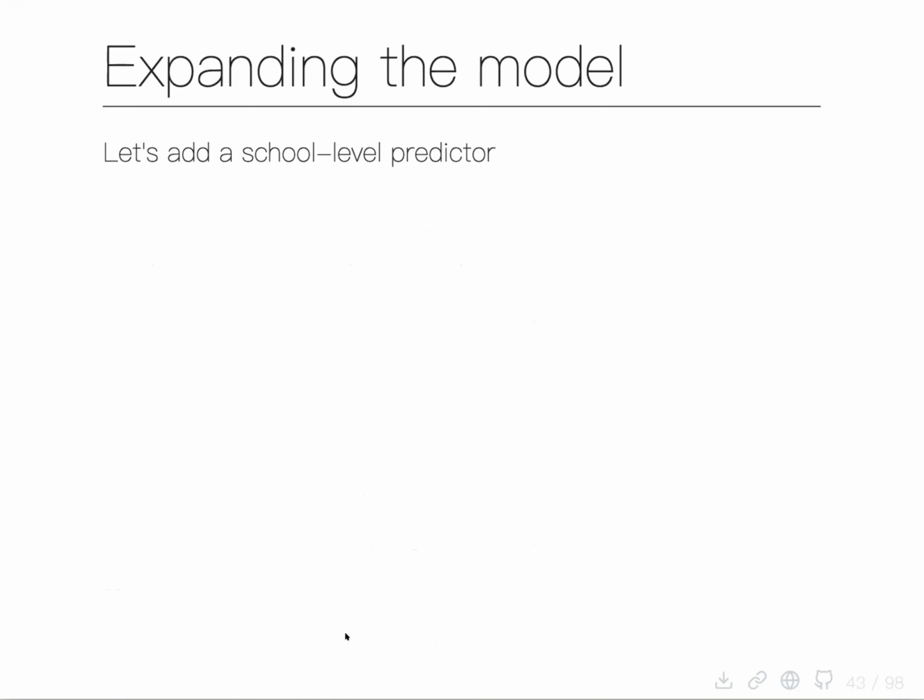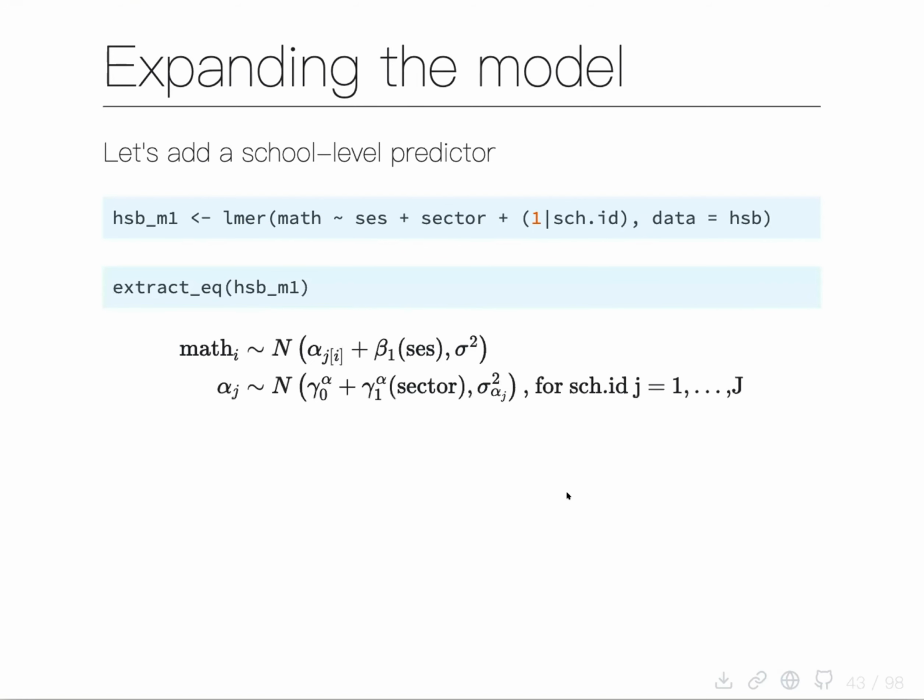Okay, so expanding the notation, focusing just on the notation right now still, let's add a school level predictor, okay? So in HSB, we have this school level predictor called sector, which is, I think, public-private. So that is only varying across schools, right? Within a school it is either public or private, and it's not going to vary within a school, so therefore it's a school level predictor.